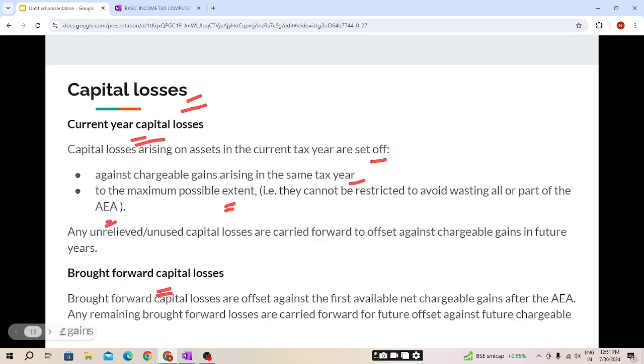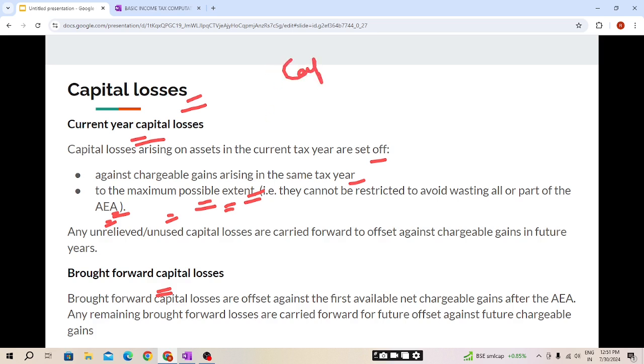So this means, students, current year capital losses we need to set off against the chargeable gains in the same tax year. In that case, it is to the maximum possible extent, and they cannot be restricted to avoid wasting all or part of the AEA. So partial claim will not be allowed, students. Simple. This means that we can't elect the amount which we can set off against the current year.